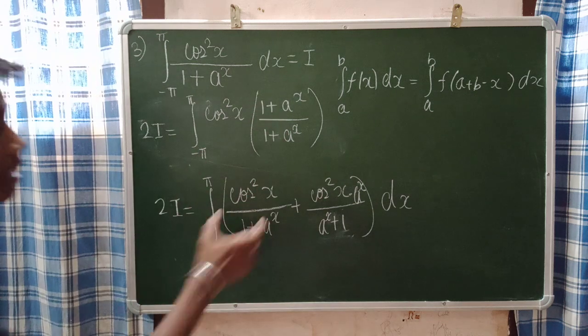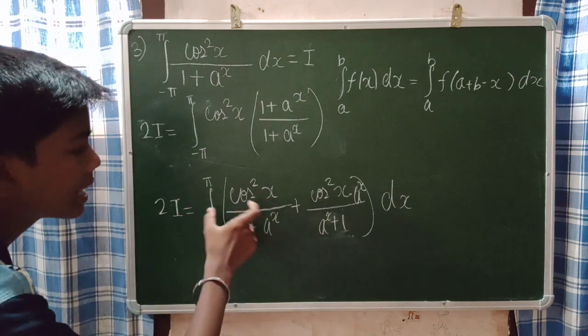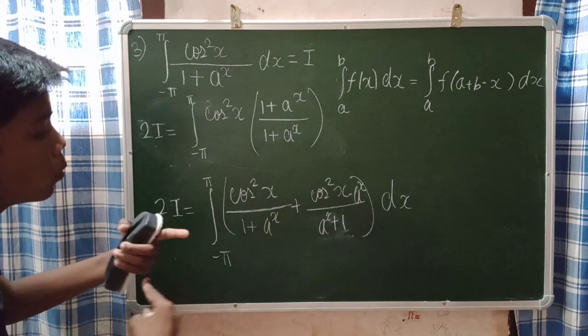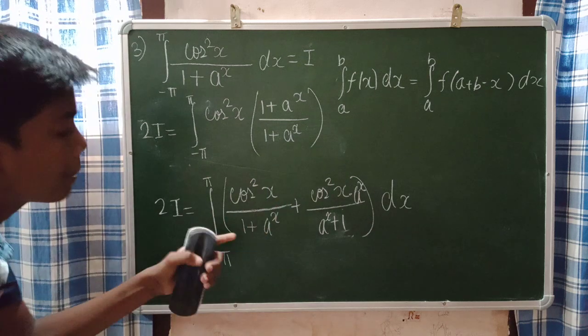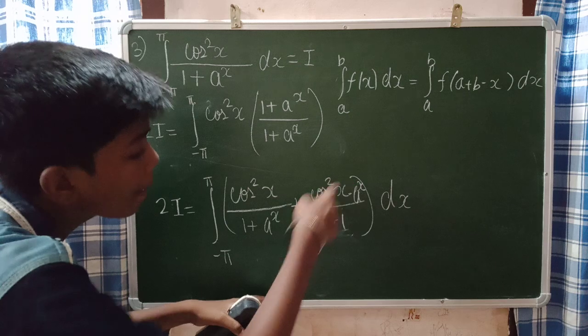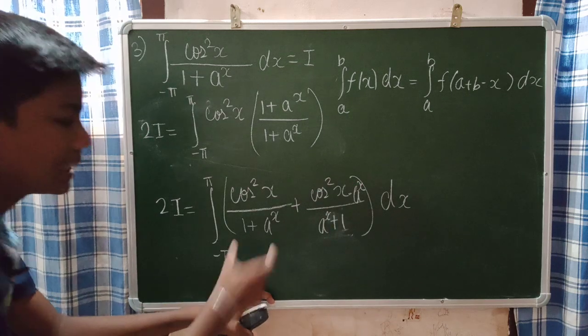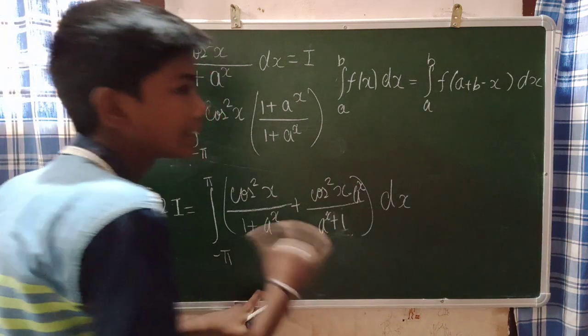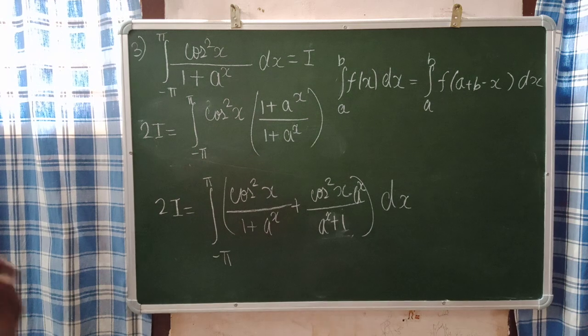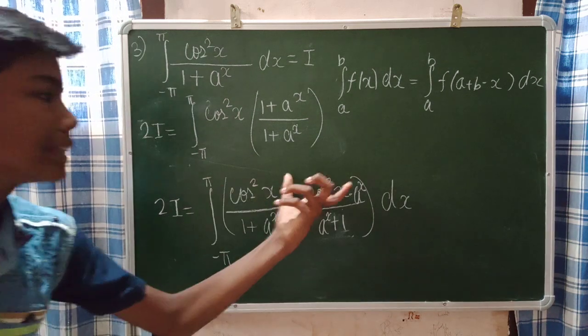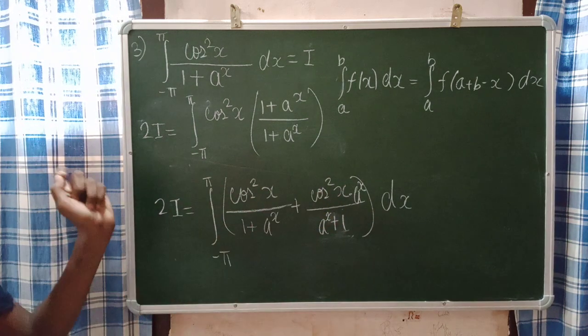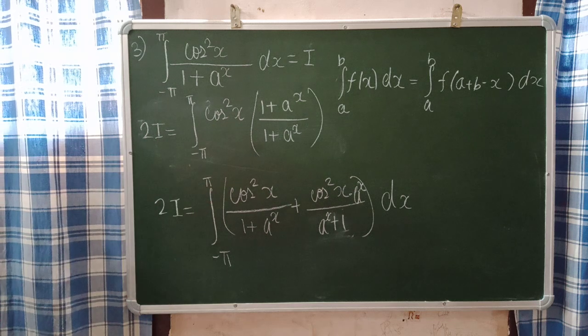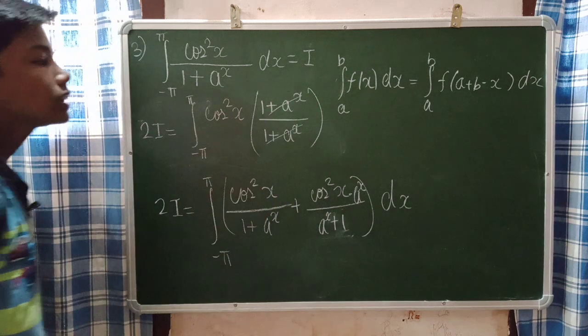Because listen carefully, when you take cos square x common, you will get cos square x into 1 by 1 plus a power x, plus a power x by a power x plus 1. As a power x plus 1 and 1 plus a power x are the same, the denominator is the same, so you can directly add the numerators, and you get 1 plus a power x by 1 plus a power x. So this is what you will get when you take cos square x common. I will cancel these two expressions.